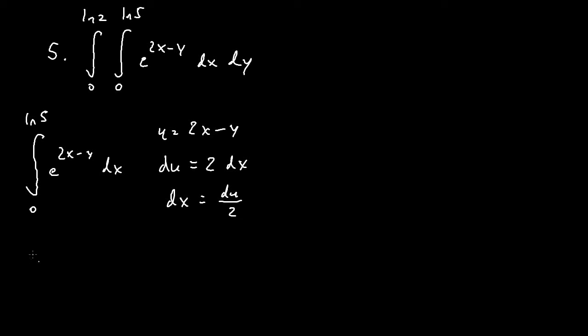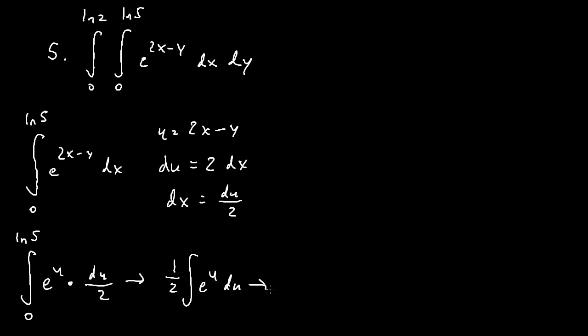So now if I go ahead and use u substitution, we have this integral from 0 to natural log of 5. Now 2x minus y, we said that was u, so we have e to the u times dx, which is equal to du over 2. Now 1/2 is going to be a constant. We can take that outside the integral. So we get 1/2 times the integral of e to the u. And the integral of e to the u is obviously just e to the u. So we get 1/2 e to the u. And u, obviously we can replace that back with 2x minus y. So we get 1/2 e to the 2x minus y. And we're going to go ahead and evaluate it from our bounds of 0 to natural log of 5.